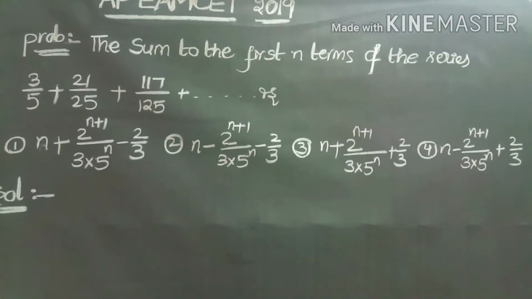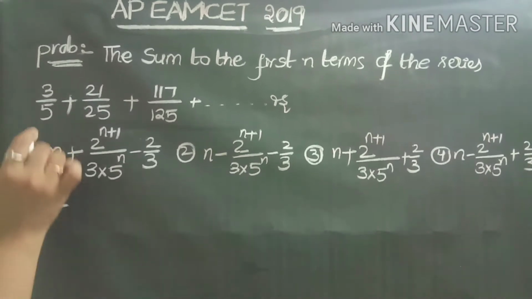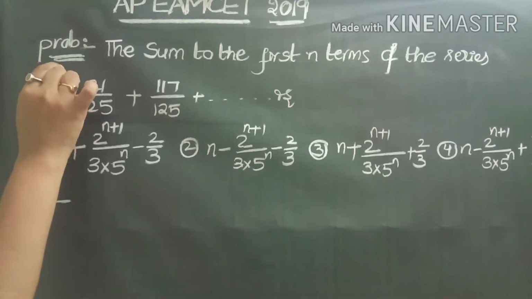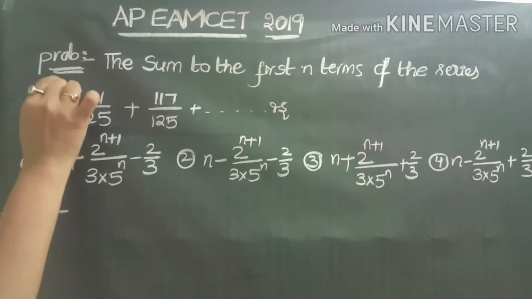For that, first we take n is equal to 1. N is equal to 1 means we take only the first term of the given series.